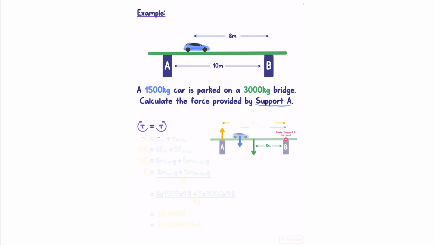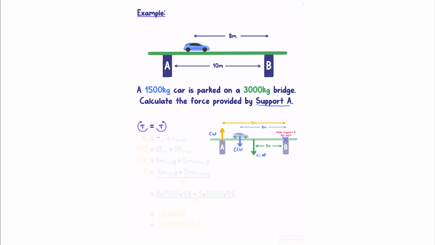And so we already know that the supports are 10 meters apart, and we know that the car is 8 meters from support B, and given that the supports are 10 meters apart, that means the middle of the bridge must be 5 meters from support B. Next, we need to identify what the clockwise and counterclockwise torques are. With our pivot at support B, support A is acting to turn our bridge clockwise, and our two gravitational forces are acting to turn the bridge counterclockwise.